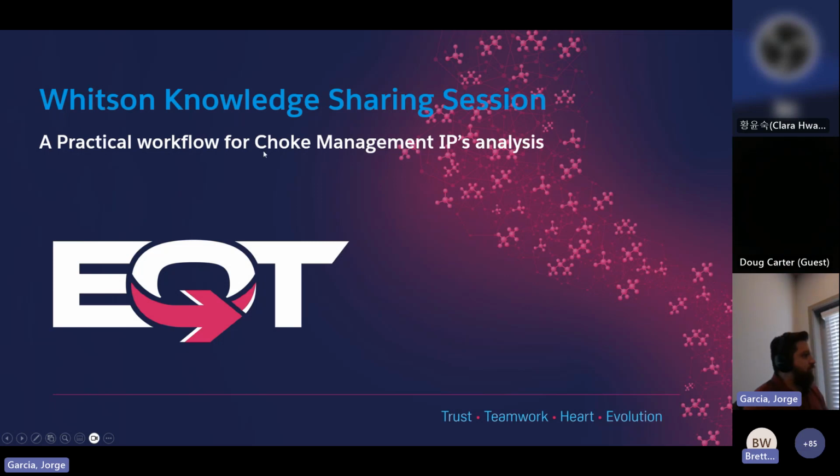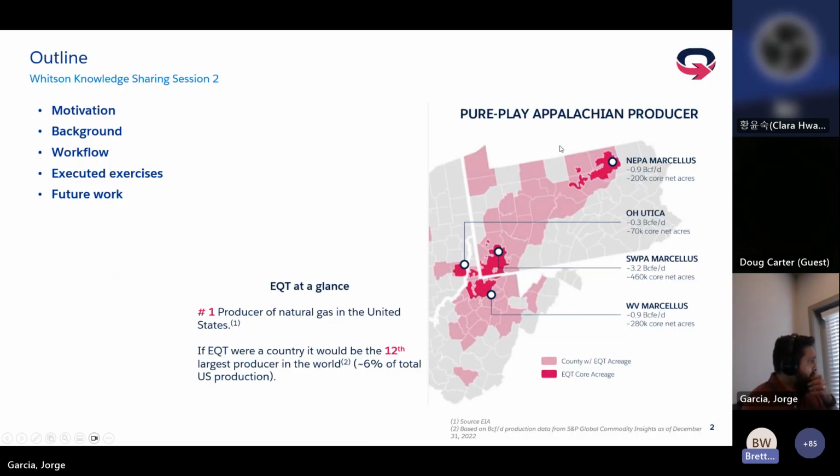The title changed a little bit. It's a practical workflow for choke management IPs analysis. I was told that "flat time period" is not a common term in the industry, so this is more familiar to you. What's our outline? First, what motivated us to start doing this analysis and use Whitson as a proxy or a tool. Then a little background on the problem, then the workflow, how we managed to solve it and do it efficiently, and then some exercises and the future work we have planned.